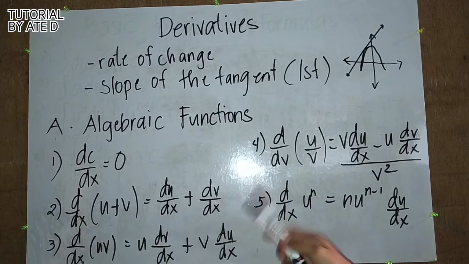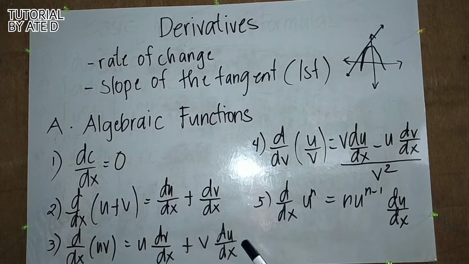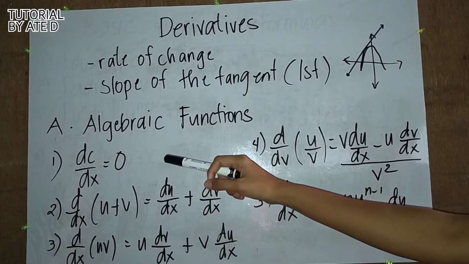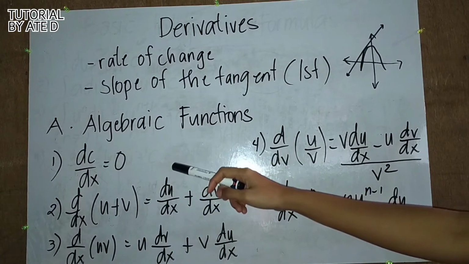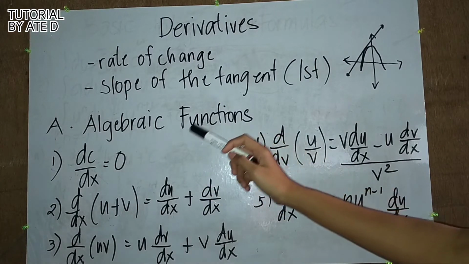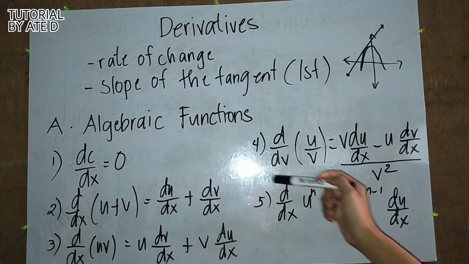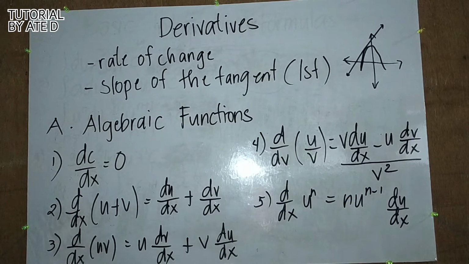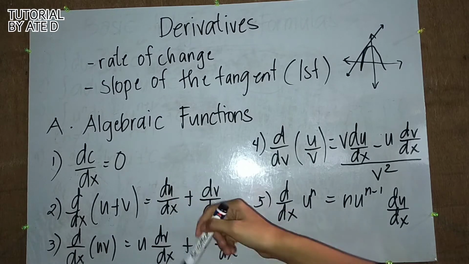So, firstly, you can pause this video and take a screenshot kasi may kasama pa itong ibang rules. Bilang paalala, ang C ay constant o ang any number without variable sa isang function. Habang itong U at V dito ay dinedenote niya ang differentiable functions. Meaning, magkaiba silang function na pinagsama.